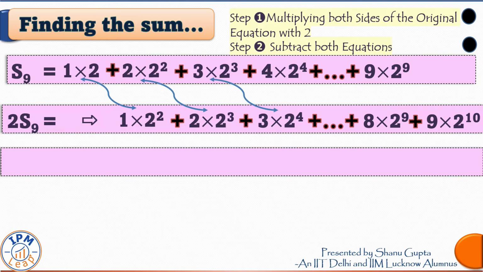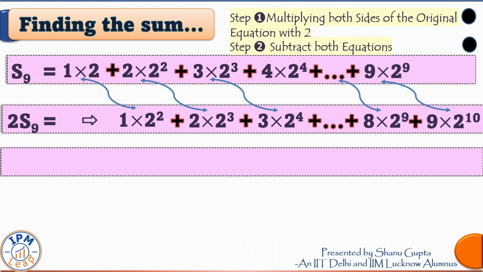We write that. The second last term becomes 8 into 2 raised power of 9. We write it below 9 into 2 raised power of 9, which was the last term of our first equation. And this very last term, when multiplied with 2, becomes 9 into 2 raised power of 10. This is the last term of our second equation. Next step is to subtract both equations.